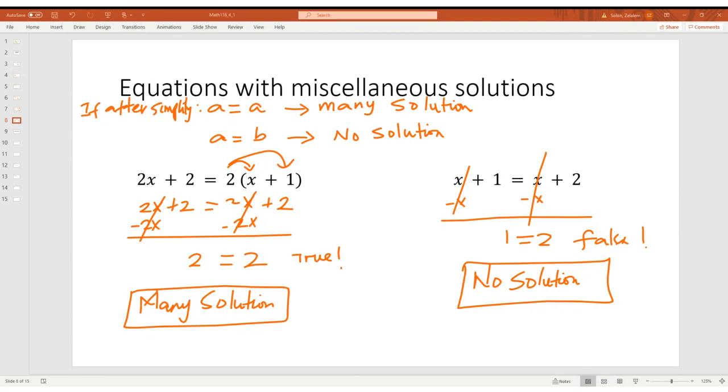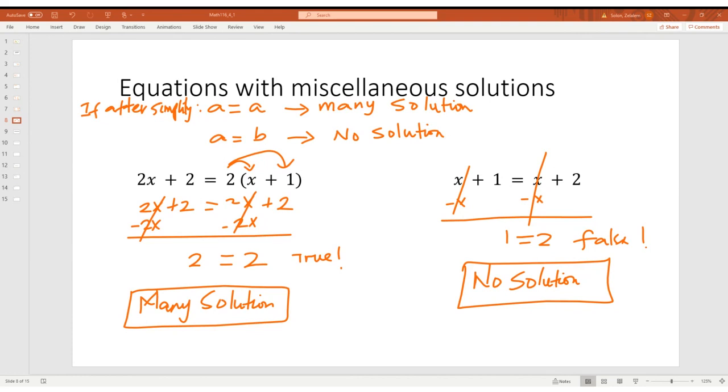Yes, you are right. So 2 equals 2. Any number, for example, it can give you at the end 3 equals 3. If it is a true statement, it is always many solutions. Or 0 equals 0 would be many solutions. But if you get something like 1 equals 2, which is a false statement, 1 cannot be equal to 2. In that case, you have no solution. No real number will satisfy that equation. Okay. So we're done with this unit.